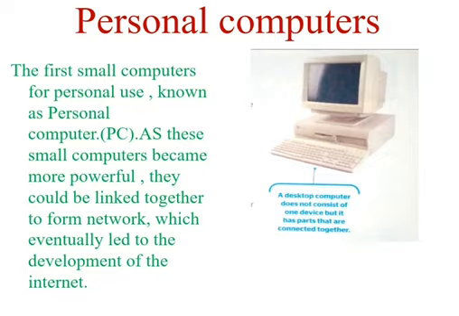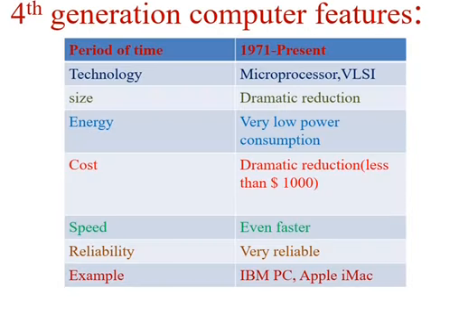Now students, we will discuss the 4th generation computer features. The time period is from 1971 to present. The technology used in this 4th generation computer is microprocessor and VLSI, very large scale integration. The size is a dramatic reduction, which means less than 1 meter. Energy, very low power consumption is used. Cost, dramatic reduction, less than $1,000. Speed, even faster, about 1 million instructions per second can be processed.